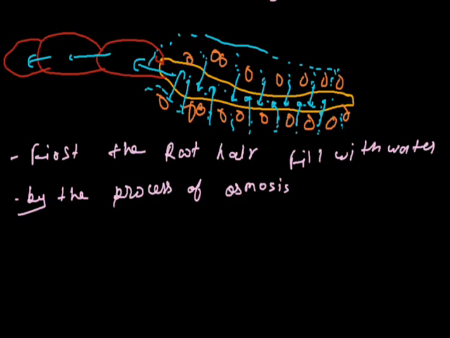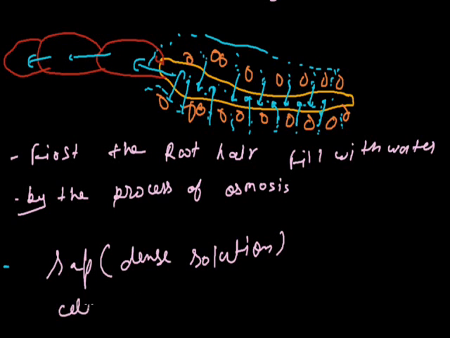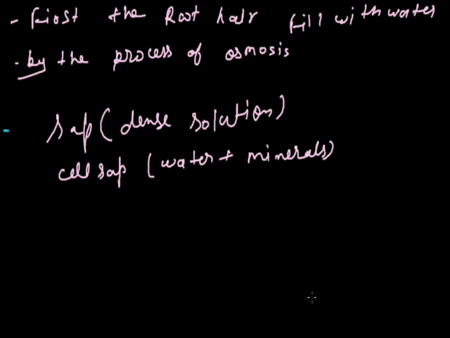But we know that the plant will not only absorb water, it will absorb water along with minerals. So the absorbed material now becomes like a sap. Sap is a kind of dense solution, and this is known as cell sap. Here the cell sap, which is the liquid of the cell, is a combination of water plus minerals.